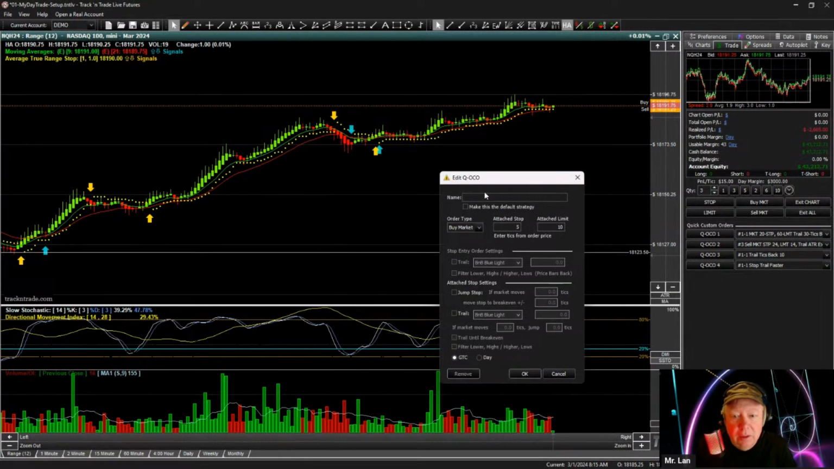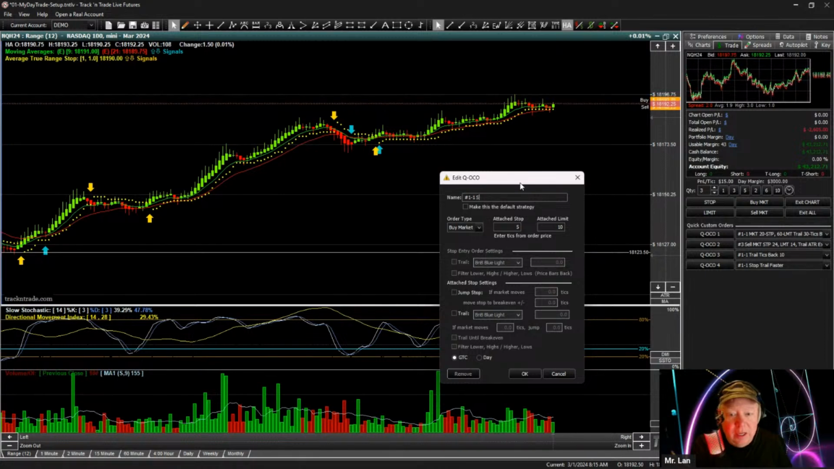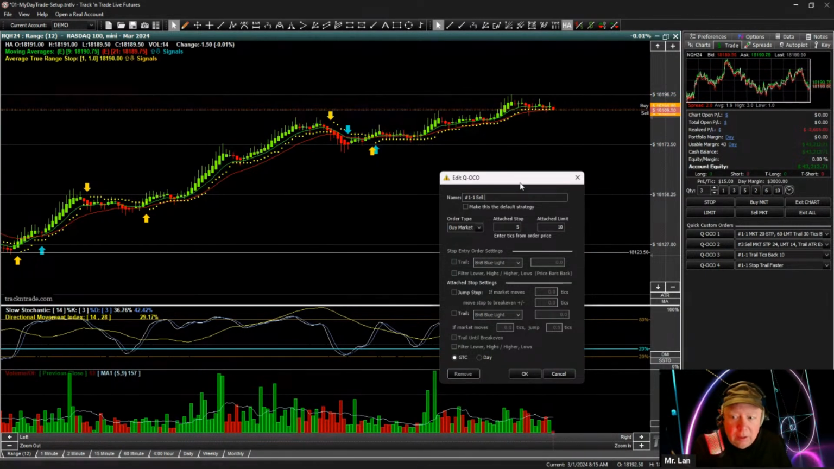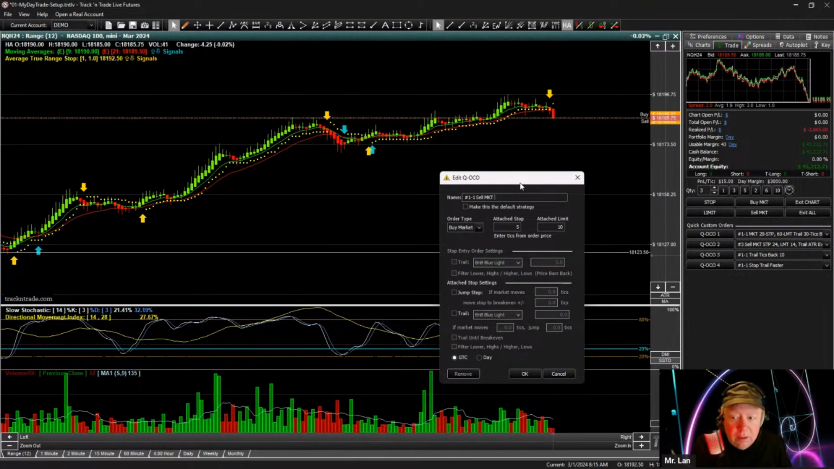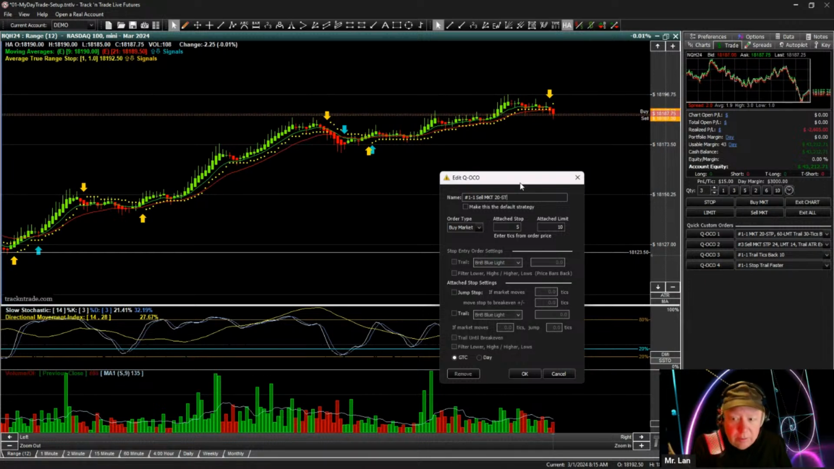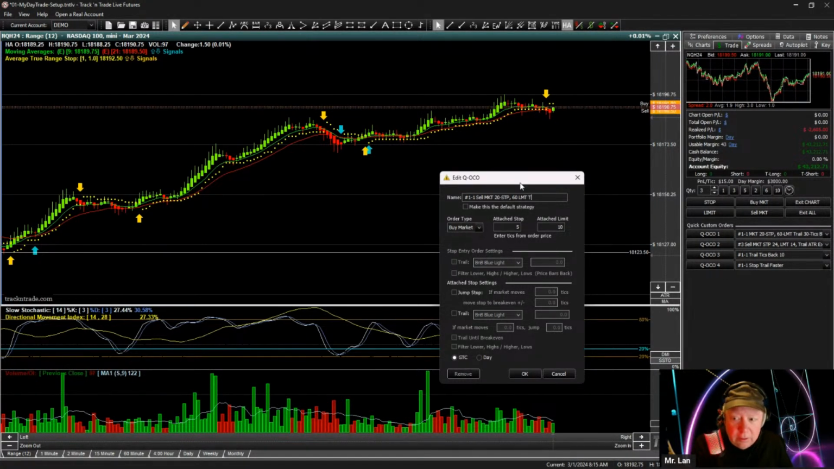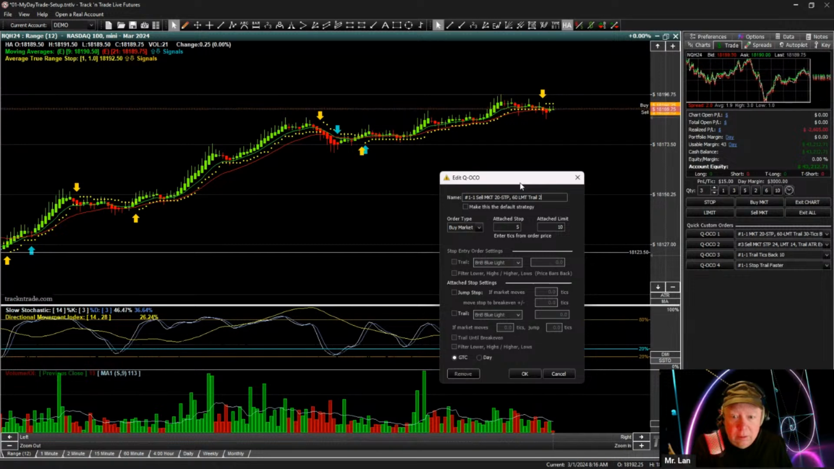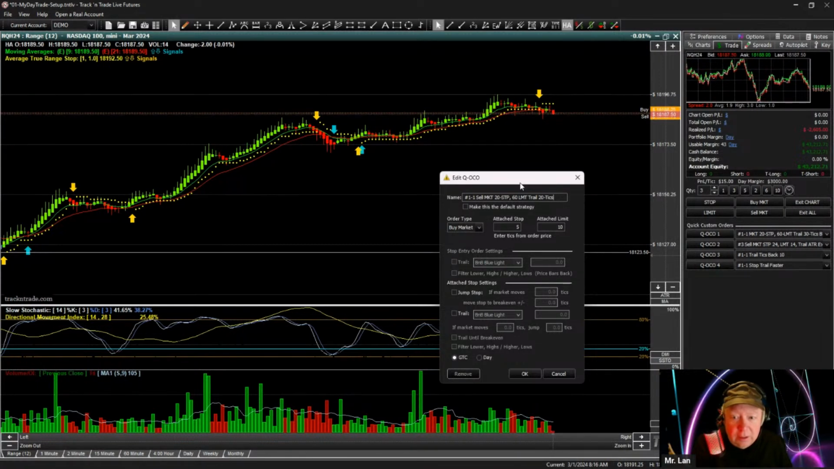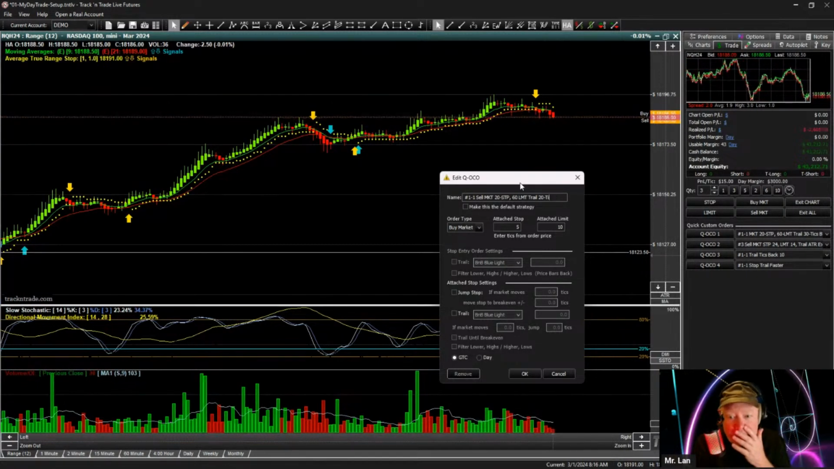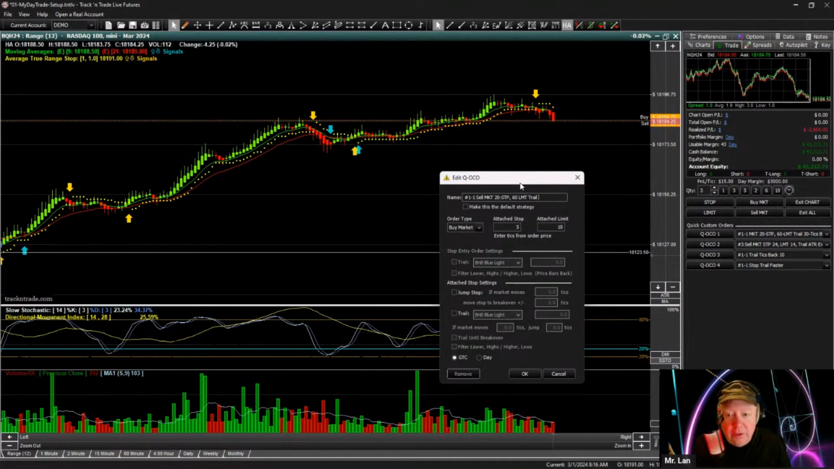OCO, and this is going to still be the number 1-1, and this is going to be a sell market. 20 stop, 60 limit, and we're going to trail 20 ticks to break even. I guess we don't have to say the 20 ticks. That's redundant. One trail to break even.